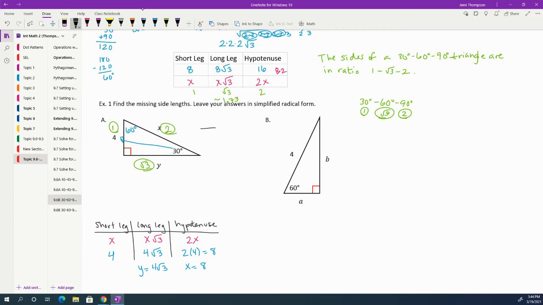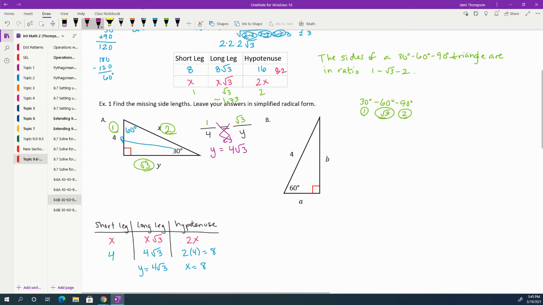So I can set up proportions. The side I know is 4. What ratio number goes with 4? 1. Let's say I'm going to look for y. So I'm going to put the square root of 3 on top because that's my ratio number in green, and then y on the bottom. And I crisscross multiply. 1 times y gives me y. 4 times square root of 3 gives me 4 square root of 3.